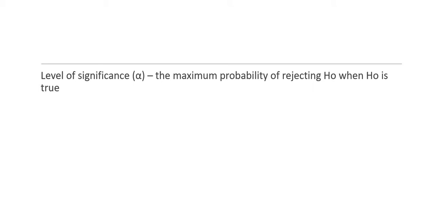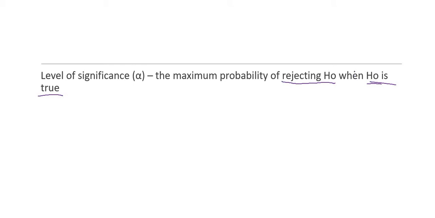Level of significance, symbolized by alpha, is the maximum probability of rejecting H0 when H0 is true. This is the probability of the test making a wrong decision. Because remember, we do not want to reject H0 when H0 is actually true. Of course, we don't want to accept the false statement. We don't want to reject H0, but H0 is true. What we want is to accept what is true.